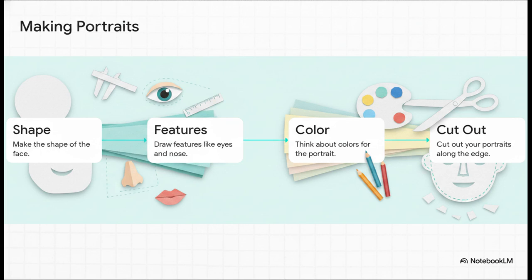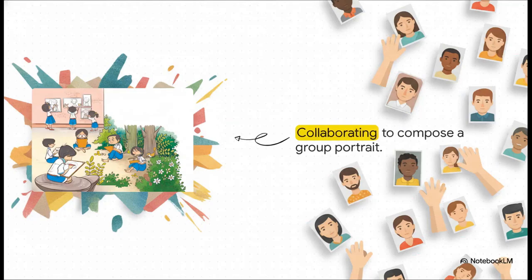Step 1 is deciding the base shape of the face. Is it an oval, a circle, or maybe a rounded rectangle? Step 2 focuses on drawing those specific features we just talked about, carefully measuring those crucial distances. Step 3 asks you to bring the whole drawing to life by adding color. And then Step 4 is where it gets super interactive. You cut out your portrait to collaborate with your peers. So let's see how this builds into something much bigger.